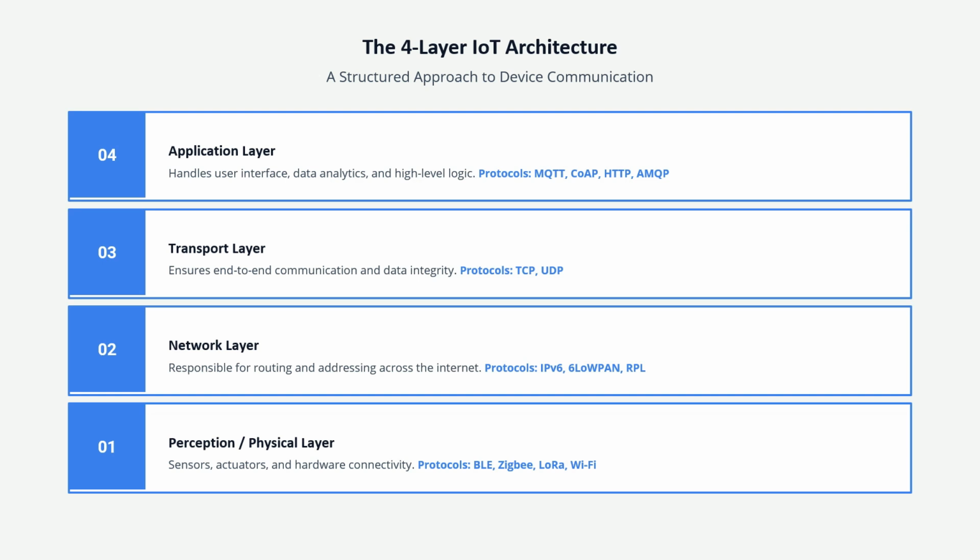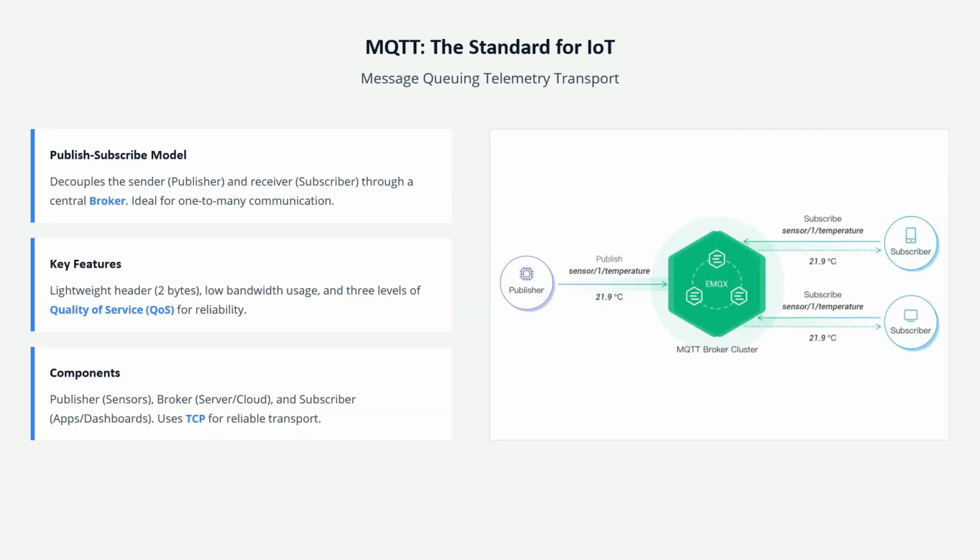Next comes the transport layer, which ensures end-to-end communication. This is where TCP and UDP operate. Finally, the application layer, which handles high-level communication using protocols like MQTT, CoAP, HTTP, and AMQP. Each layer plays a specific role, and choosing the right protocol depends on your application needs.